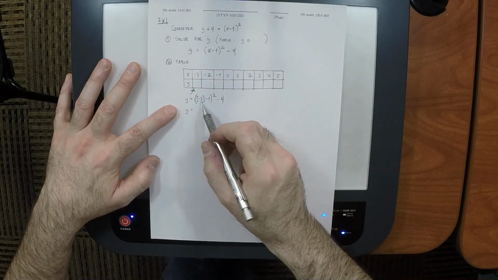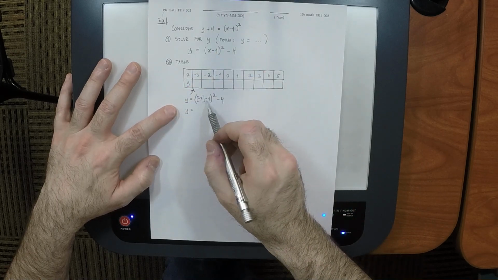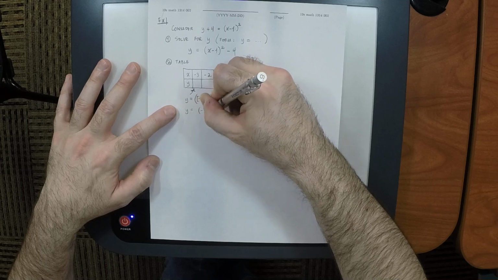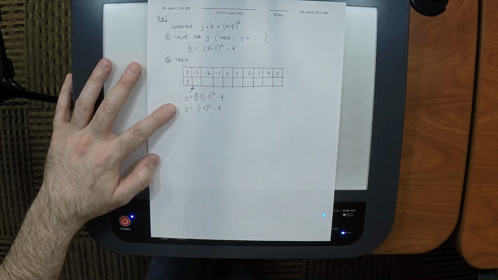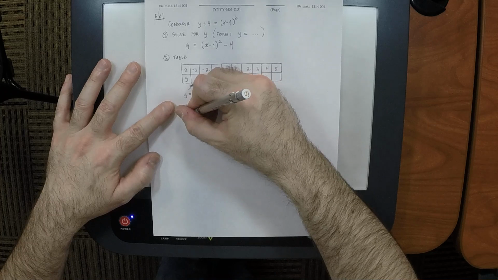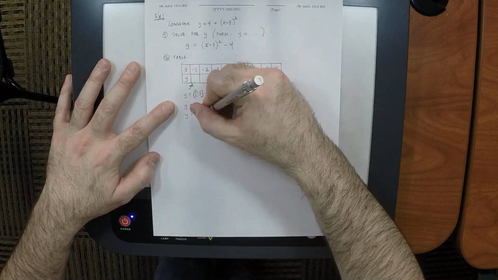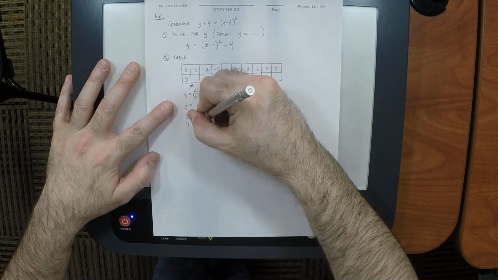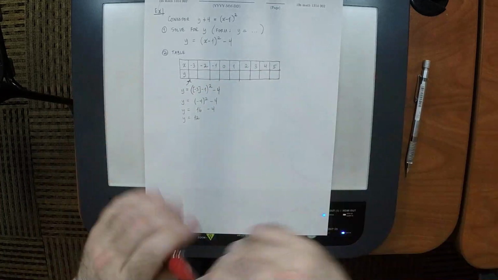So let's see, that would be -3 minus 1, no, not 14. So it'd be -3 minus 1 squared, so that'd be -4 squared, and then subtract 4. So it'd be 12, right? Because it'd be 16 minus 4, so it's 12. All right, 12.